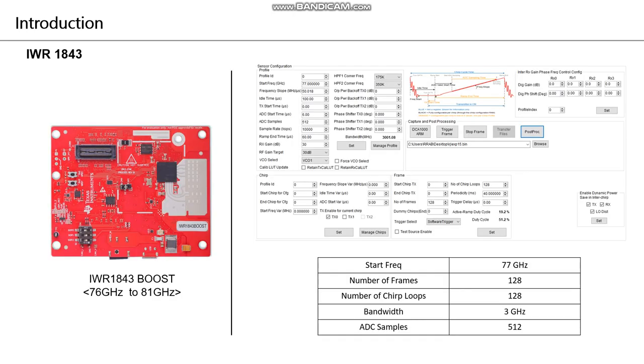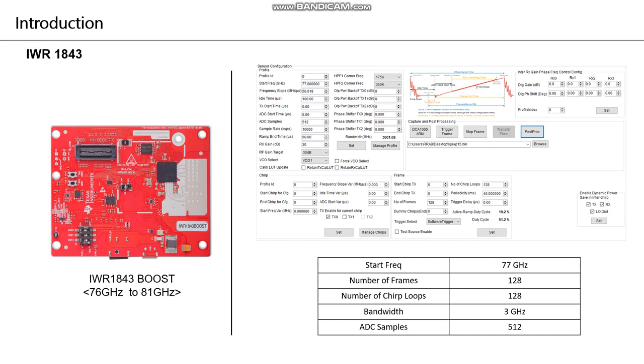The FMCW laser used in this study is the IWR-8043 from Texas Instruments. The center frequency of the IWR-8043 is 77 GHz and it has a bandwidth of up to 4 GHz.